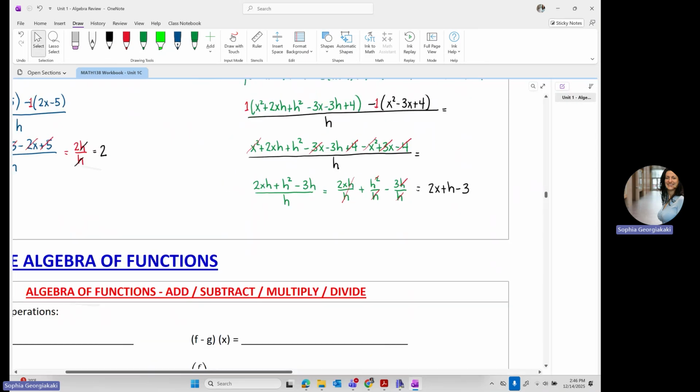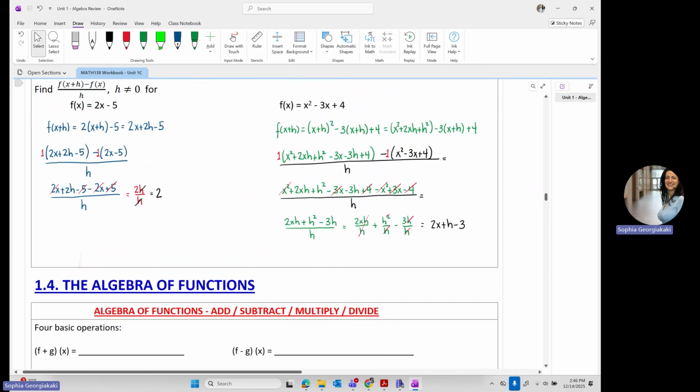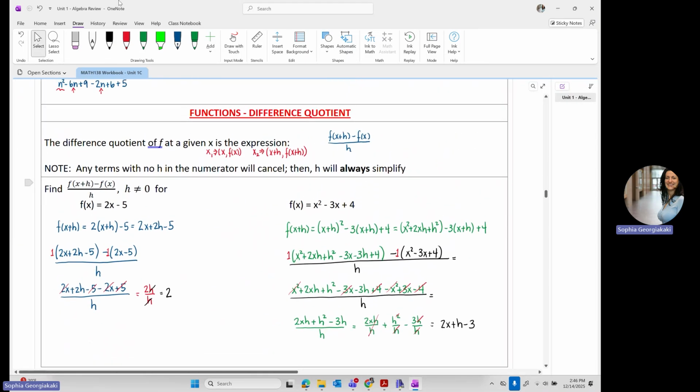This concludes our original review for functions, which was functions and function notation.